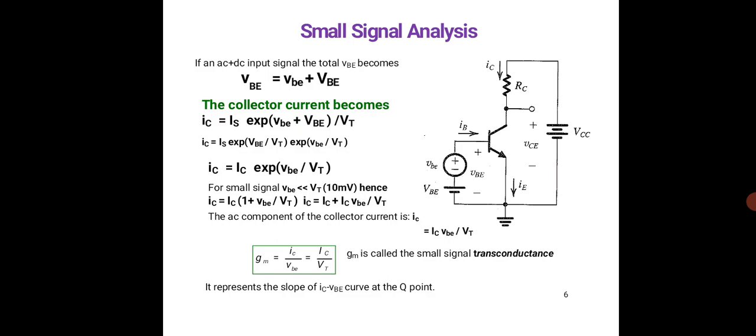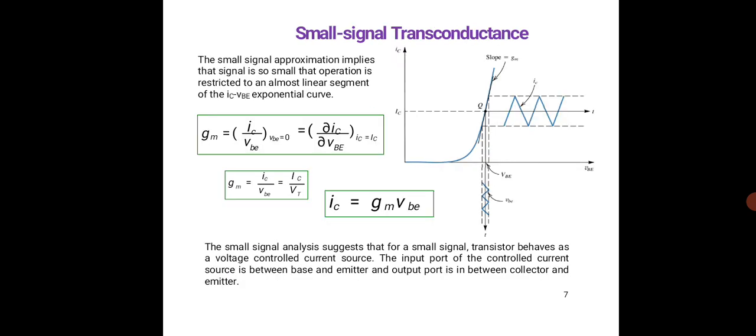So this gm is called the small signal transconductance, which is the ratio of collector current to the voltage across the base emitter. So this can be given as IC by VT. So it represents the slope of the IC-VBE curve at the Q point. This approximation implies that the signal is so small that operation is restricted to almost the linear segment of the curve, that is the IC-VBE curve.